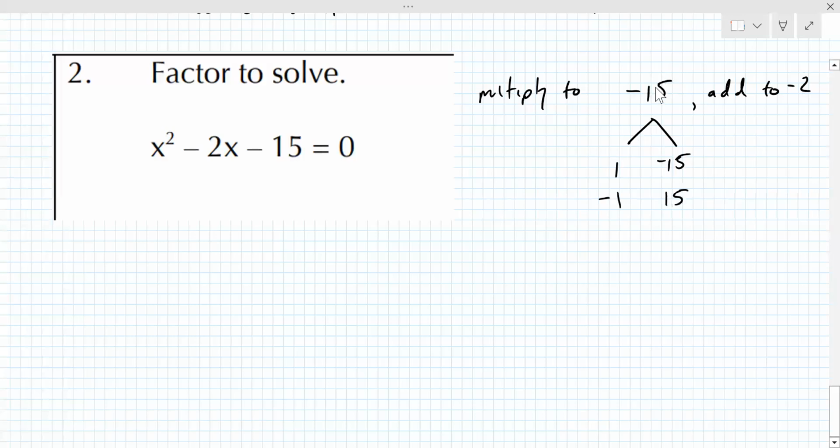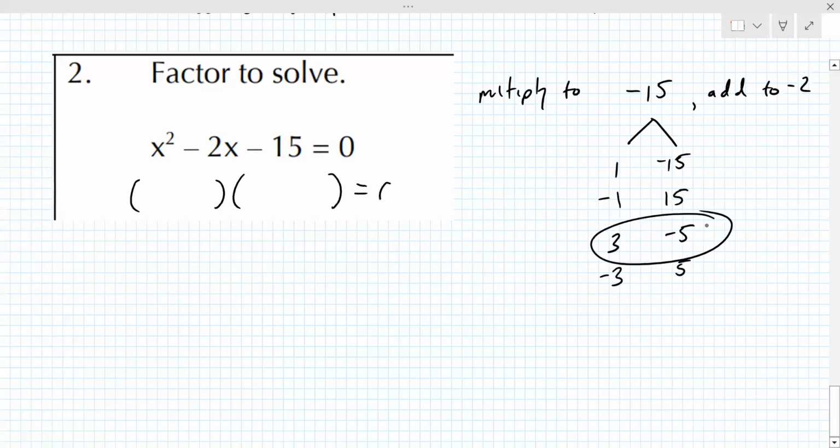No. But 3 works. 3 times what number gets you back to negative 15? Negative 5. And then you also have the other sign, negative 3 and 5. Do any of these pairs add up to negative 2? 3 and negative 5. Yes. So do you remember what you write in parentheses over here on the left? Would it be the x plus 3 and x minus 5? Yes, perfect.